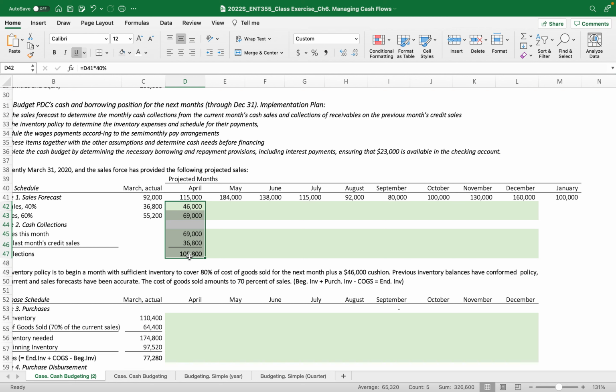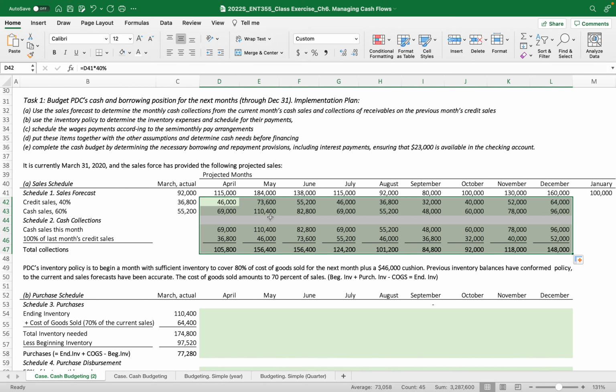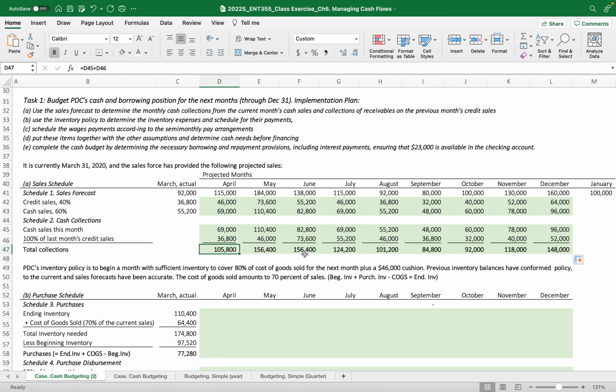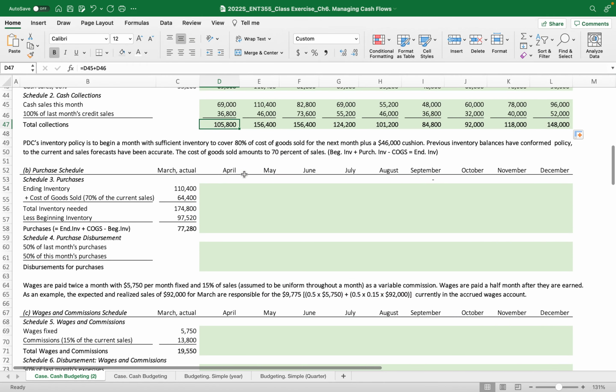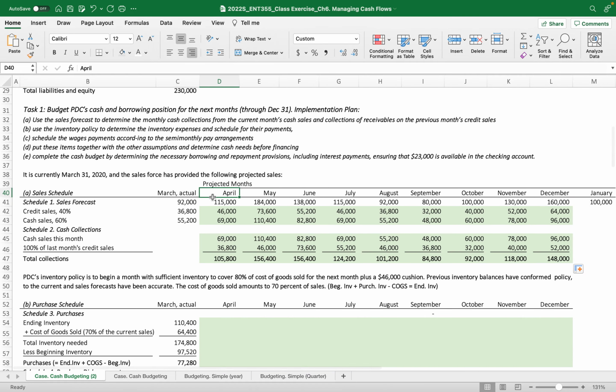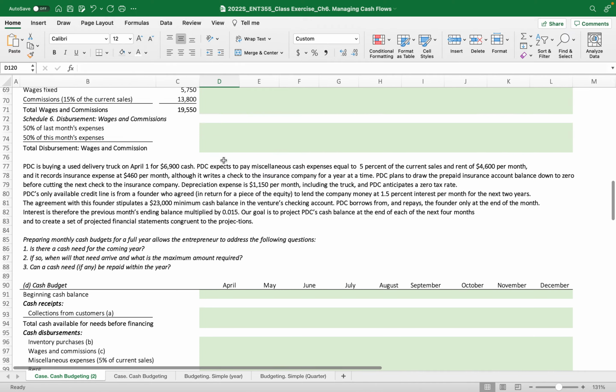Now let's just drag these equations to the end so that we can get all these schedules: sales forecast, credit sales 40% and cash sales 60%, and the cash collection, cash sales this month, and then 100% of last month's credit sales. Then we have the total collections. These collections will be used right here in the cash budgeting. And then this amount of sales forecast will be converted into the budgeted income statement here, right?